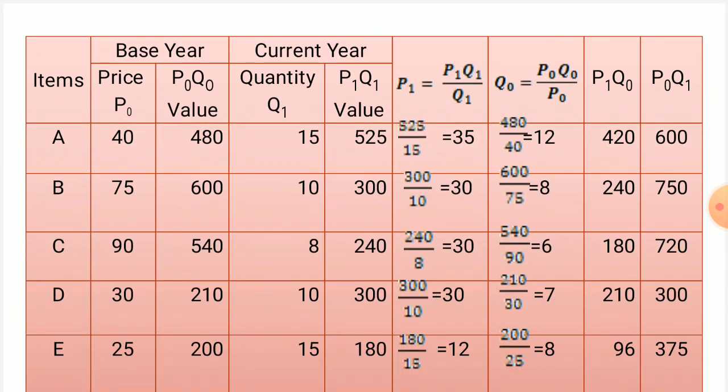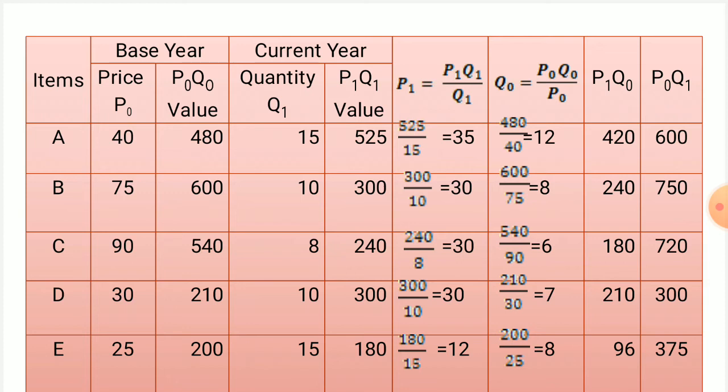Now items in the first column we have taken. So base year price P0 and then value P0 Q0, that value which includes base year price and base year quantity. So current year quantity is given, Q1. So current year value which includes current year quantity and current year price.